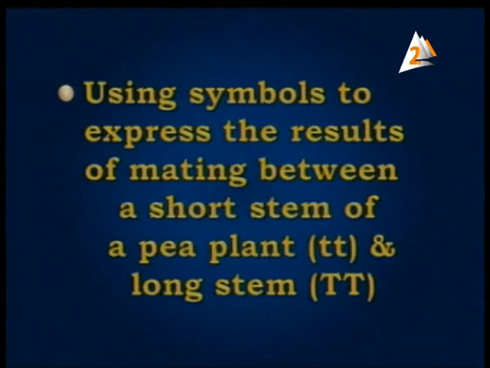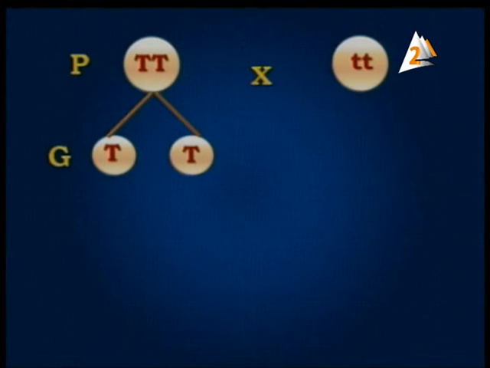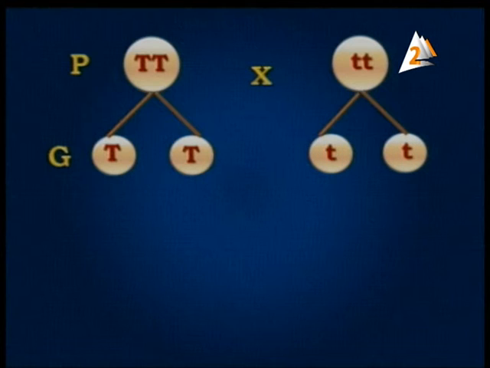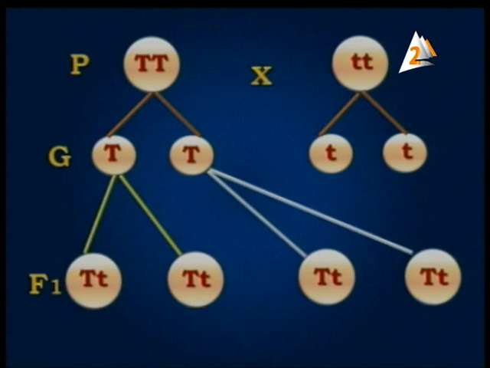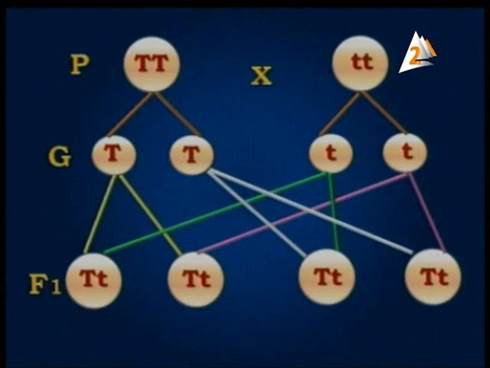After that, using symbols, express the result of mating between a short stem of a pea plant, T small, and a long stem, T capital. Using these symbols, what do we need here? We need the first generation. Parents here, it's T capital crossed with T small, and the gametes are T capital, and T small and another T small in the other individual. So the first generation is T capital, T small. Here the last part, T capital, T small also.